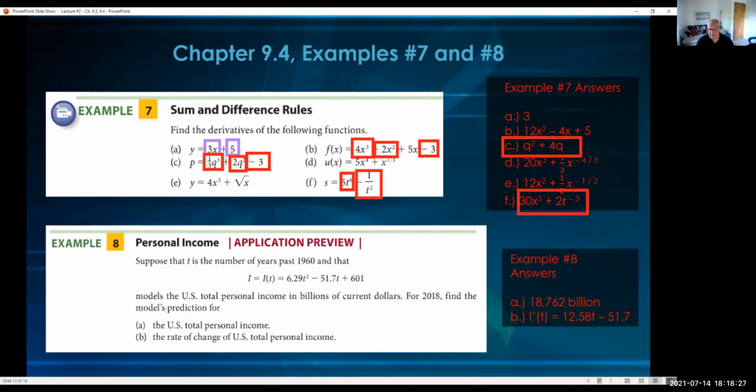The first question is asking you to find the model's prediction for the U.S. total personal income. You can't find that unless you first find the derivative. So as you can see there, where the derivative is written, and then after you find the derivative, which is part B, you will go back and plug in your 58 and get your solution. You're using 58 because 2018 is 58 years beyond 1960.